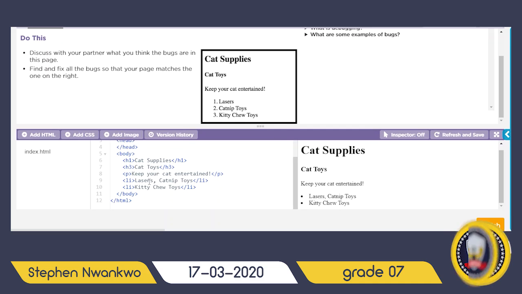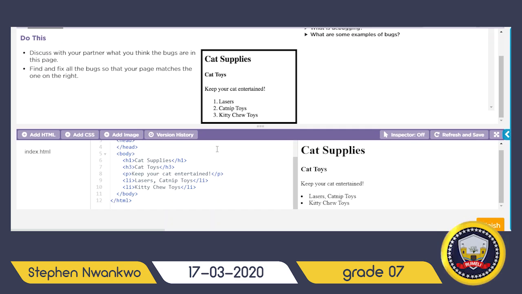Okay, the next is the arrangement of the list. We have the lasers, catnip toys, kitty chew toys. Now they are not properly arranged. What you do here is to look at this item and look at the image here. Over here you have bullets, but over here you have numbers. Now in your previous lessons we have the ordered list and the unordered list.